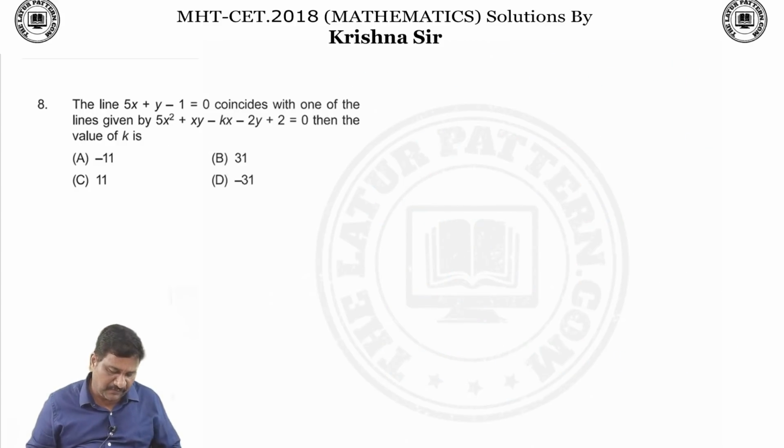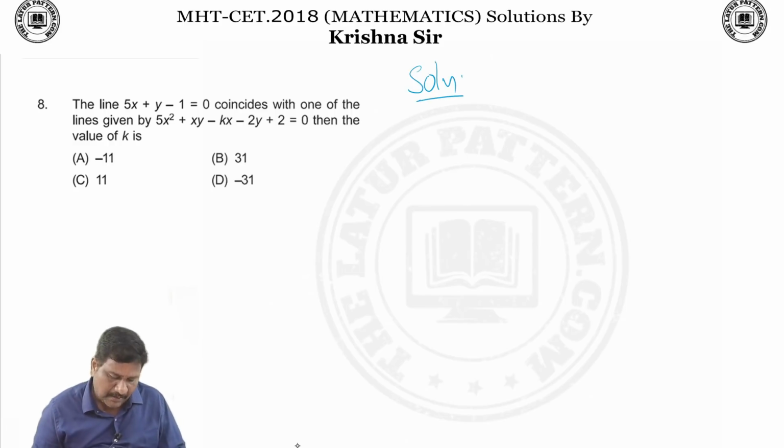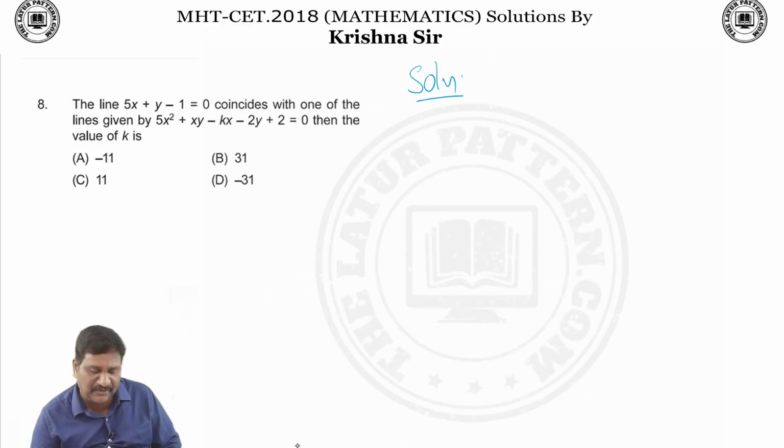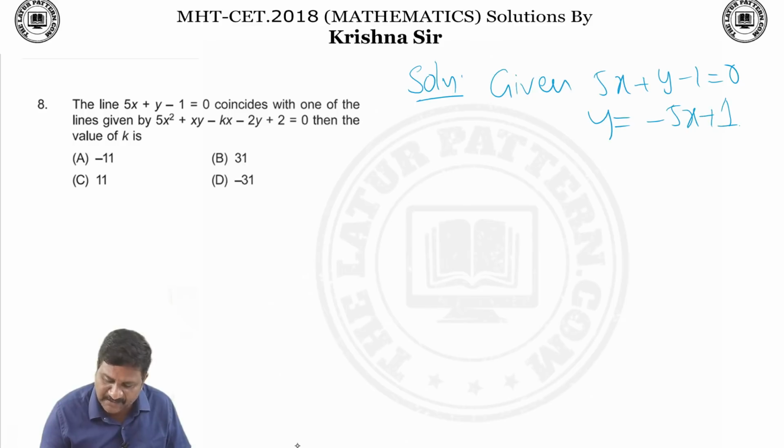Now the solution of 8. The line 5x plus y minus 1 is equal to 0 coincides with one of the lines. Then the value of k means this line is any one of the lines of this pair of lines. Now substitute in this what we have from the given line 5x plus y minus 1 is equal to 0, y is equal to minus 5x plus 1. Substitute in the pair. What is the pair of lines?